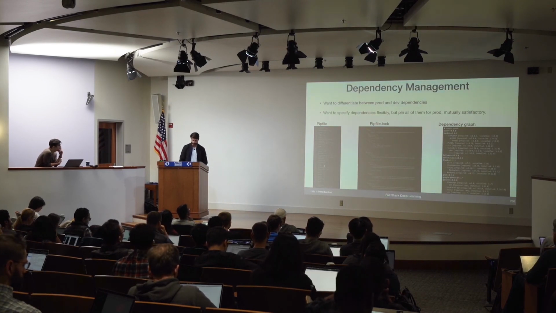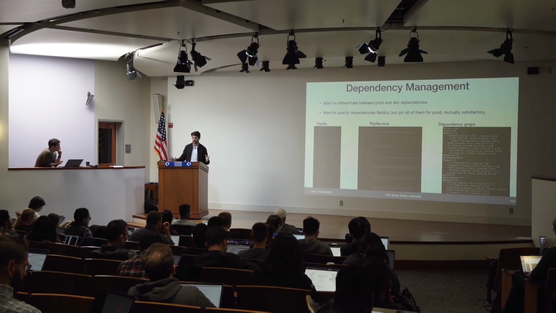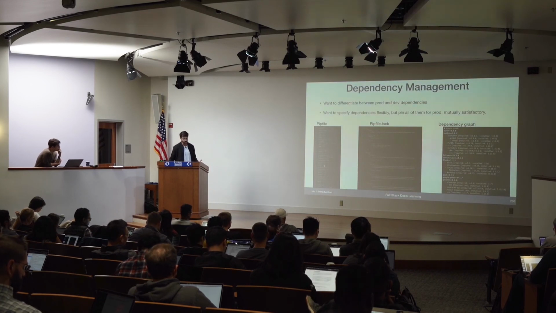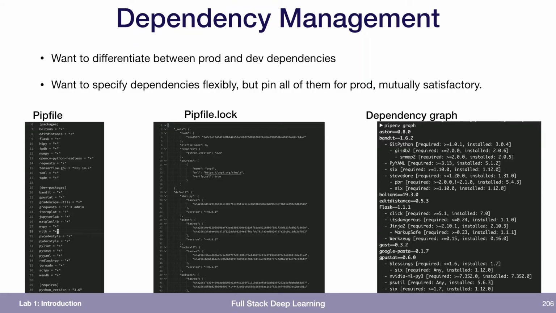So we're saying, for IPDB, for example, we're okay with having any version of that. We're not going to specify which version. But then the Pipfile.lock saves, for this environment that you're running things in, the exact versions of everything that we have. And so then you can use that to install the exact same version of everything.